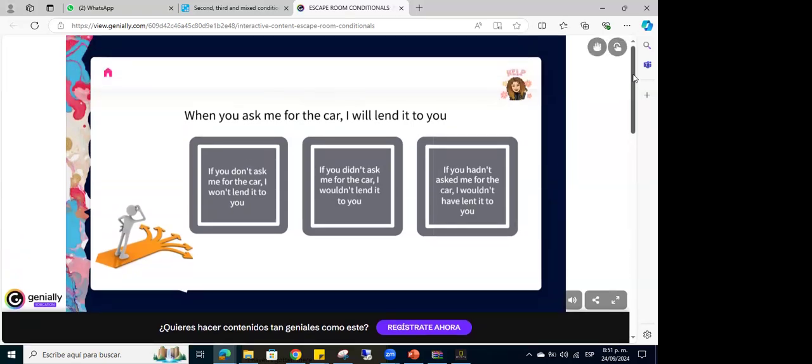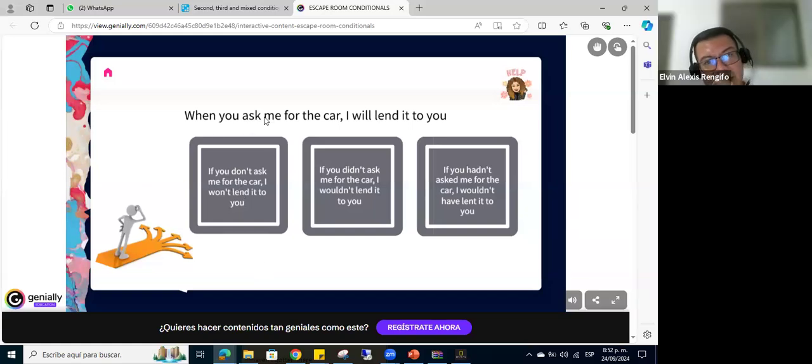When you ask me for the car, I will lend it to you. If you didn't ask me for the car, I wouldn't lend it to you. No. If you don't ask me for the car, I won't lend it to you. Yeah, it's this one. Because here it says, cuando me pidas el carro, when you ask me for the car, es pedir el carro. Cuando me pidas el carro, te lo prestaré. Por ende, si no me pides el carro, no te lo prestaré.